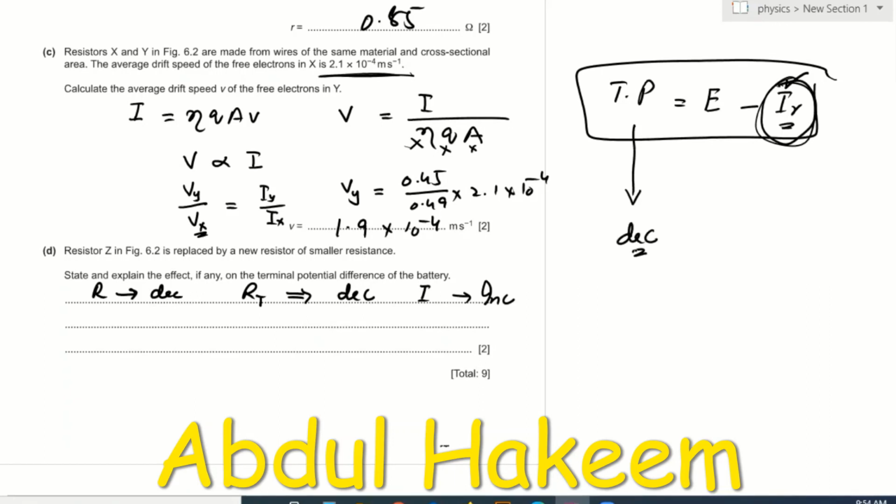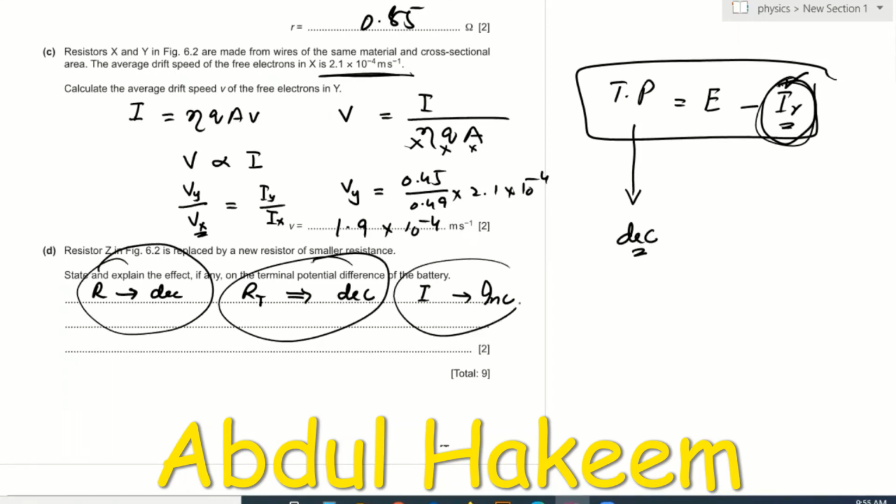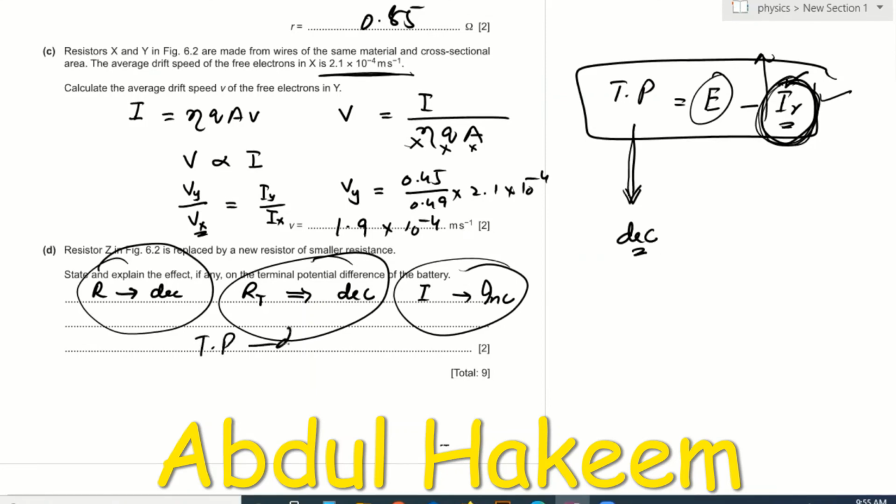So look, I repeat, total resistance decreases, current in the circuit increases. When the large current passes through the fixed internal resistance, the lost voltage across it is increased. The EMF is constant. So when more voltage is lost, less is delivered out by the cell as terminal potential. Hence, the terminal potential decreases.